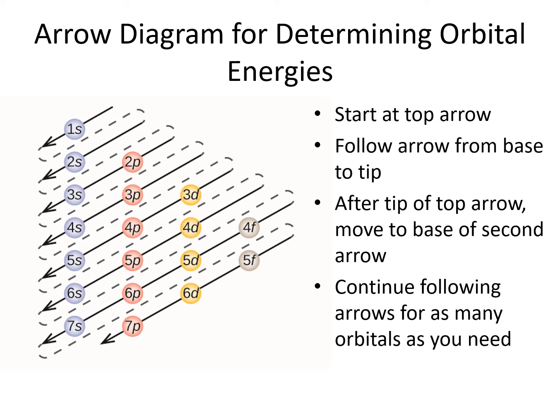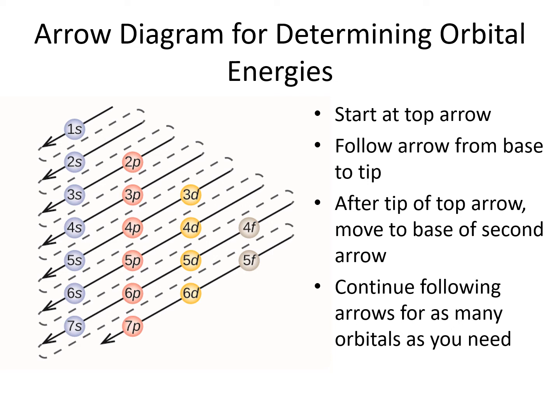Then number each row from top to bottom. The S's should start with 1, the P's should start with 2, the D's should start with 3, and the F's should start with 4. For example, there is no 1P. Draw diagonal lines from top right towards bottom left.